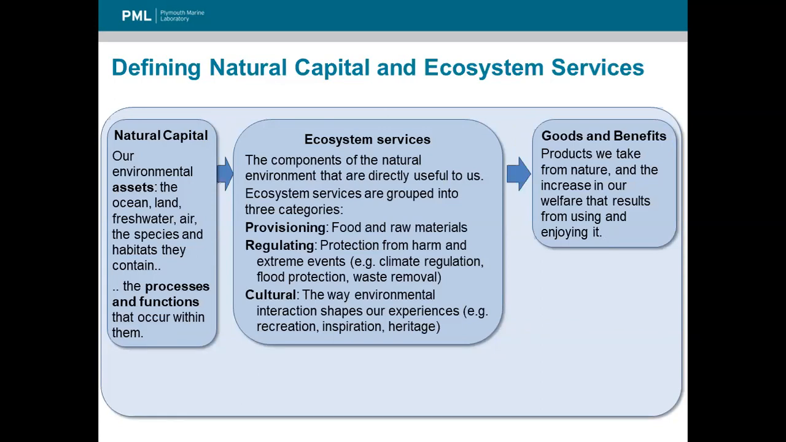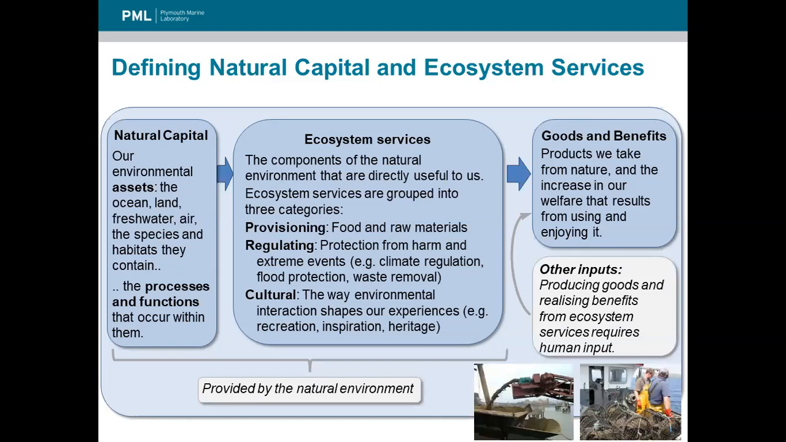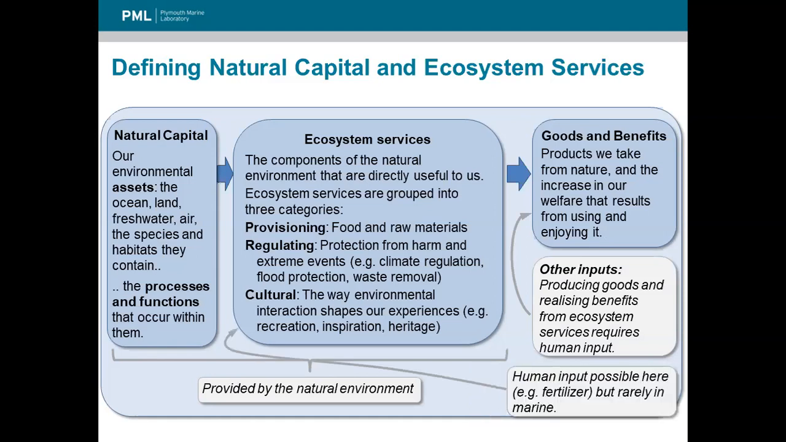And natural capital and ecosystem services are provided by the natural environment, whereas in order to access goods and benefits, we need other inputs, whether that's infrastructure and equipment for mining to extract aggregates, or whether it's the skills and knowledge of fishermen so they know where to put their pots. It's also possible to have human input to augment ecosystem services, so using fertilizer, for example, in agriculture, using forestry methods, or putting in infrastructure for aquaculture. But the key point is that the ecological endpoint here, because natural capital and ecosystem services are provided by the environment whether we use them or not. But then there's human intervention required to access the goods and benefits.